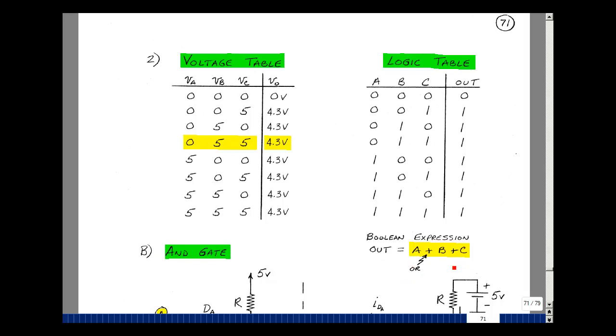Let me do an example maybe to show you where you might use something like this. Suppose I have a battery, and I have 3 switches in parallel.